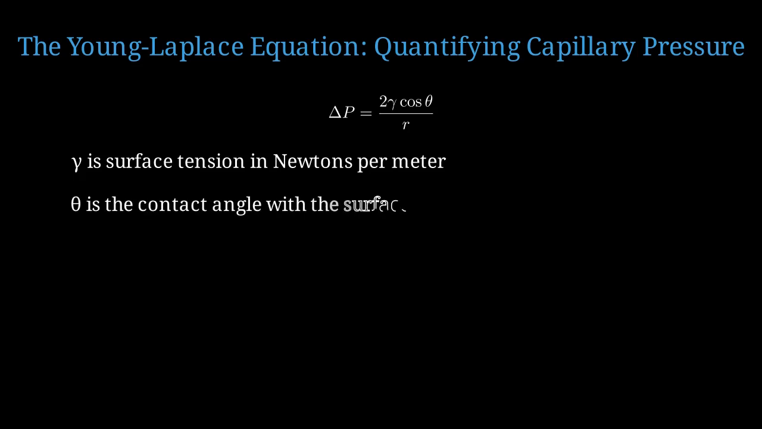Theta is the contact angle between the liquid and solid. For water on cellulose, theta is typically around 0 degrees, meaning cosine theta is approximately 1. R is the effective radius of the pore or channel. Smaller pores generate higher capillary pressure.